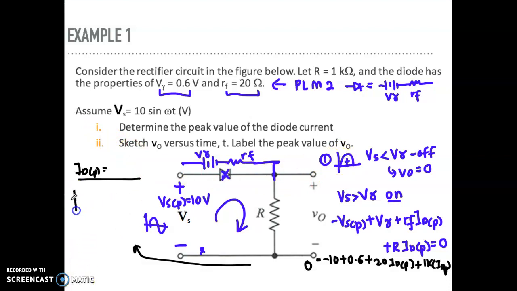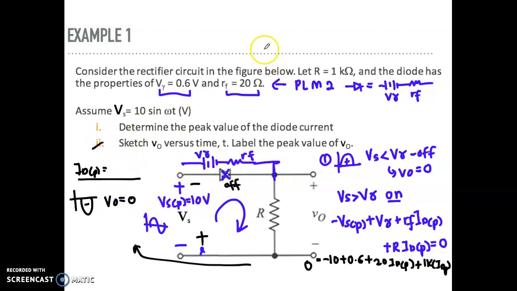How about at the negative cycle? So what you need to do now, you need to change here instead of plus minus, you need to change here minus plus. So when you change minus plus, what will happen to the diode? Diode will be off. So means V out will be equal to 0.